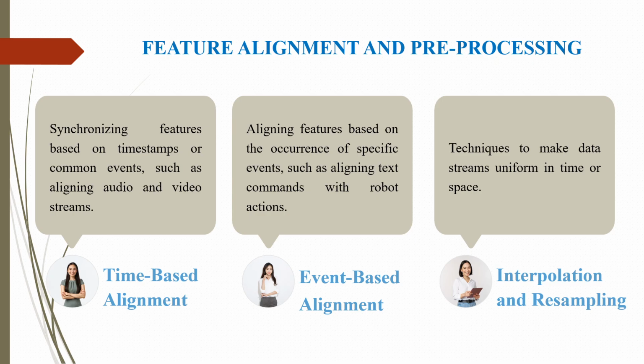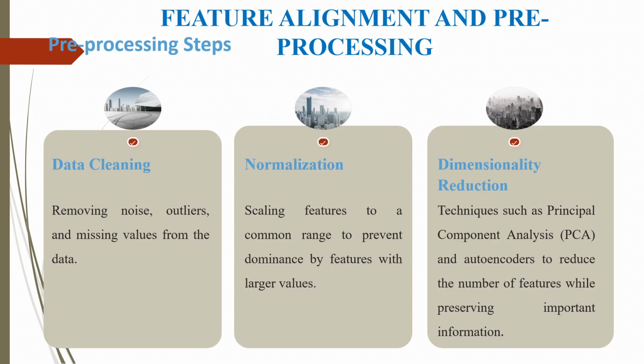Same way, we have different kinds of techniques to make the data streams uniform in time and space. Mainly we need to align all the features based on time and space. So here we can group them as time-based alignment, event-based alignment, interpolation and resampling. So these are the feature alignment techniques.